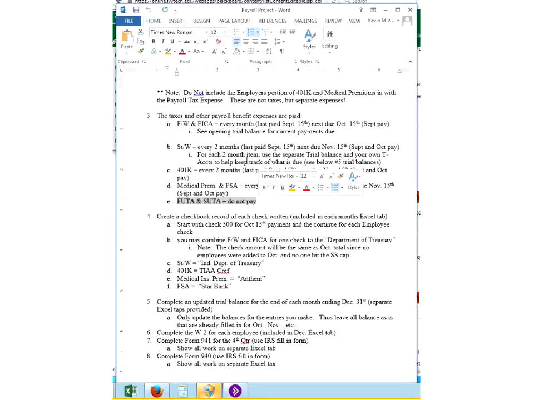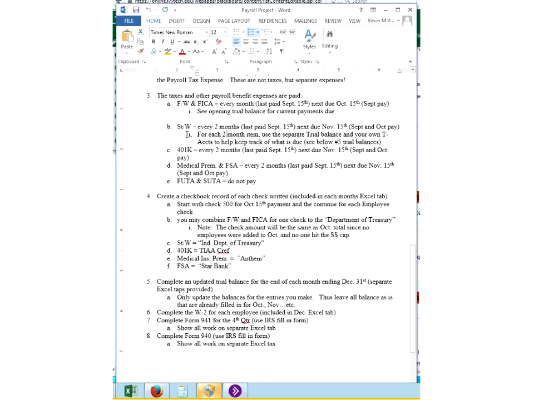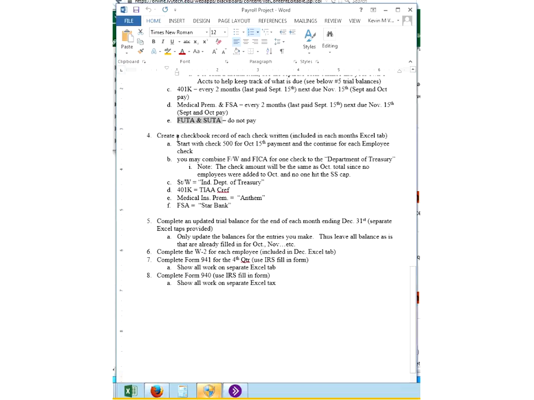Note, FUTA and SUTA, we're not going to pay these because these will go into the following year, and I'm stopping this project at December 31. So those will be the two that you'll still have a liability account towards the end of the year. You actually have a liability account from all because of the December 31 payroll, but this one will be the one that you haven't paid ever.